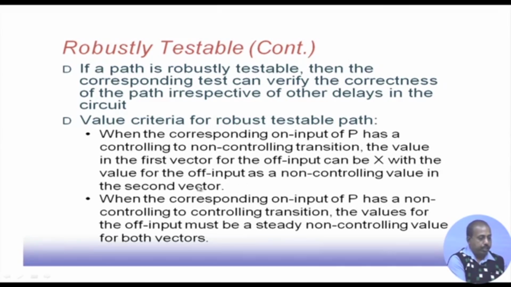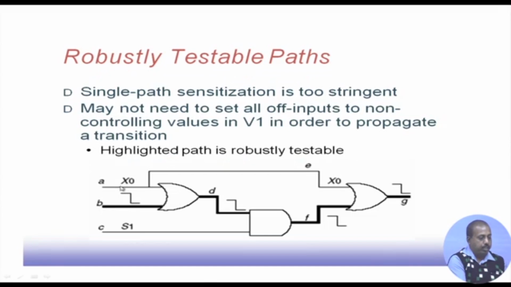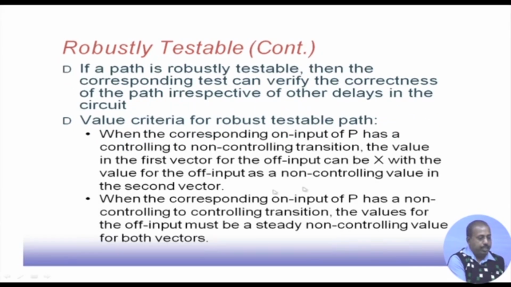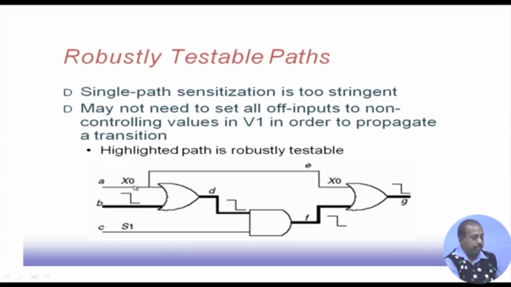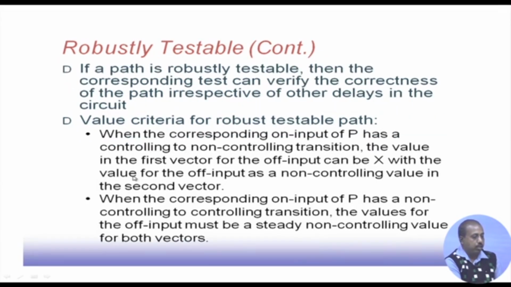So, for the first vector, I have got the other value set to x, and it says that the off input in the second vector should get a non controlling value. You see for the off input for the second case, that is for V2, b is equal to 0, and this should also assume a non controlling value. So this has got a 0. This is one rule, the value criteria for a robust testable fault.